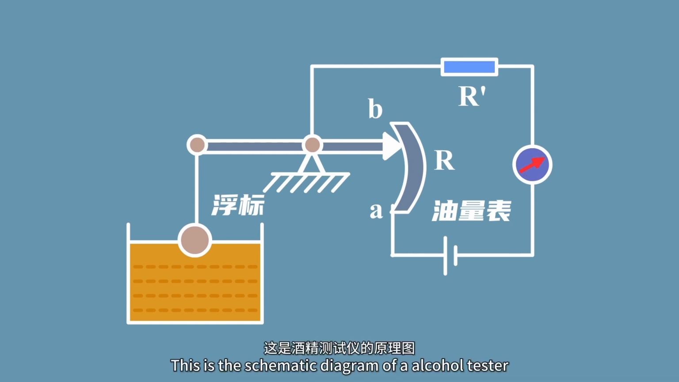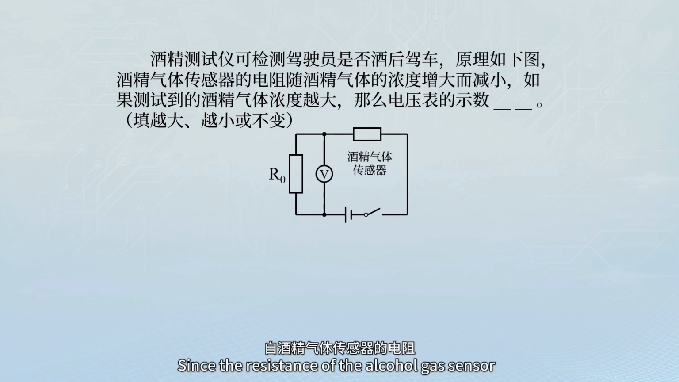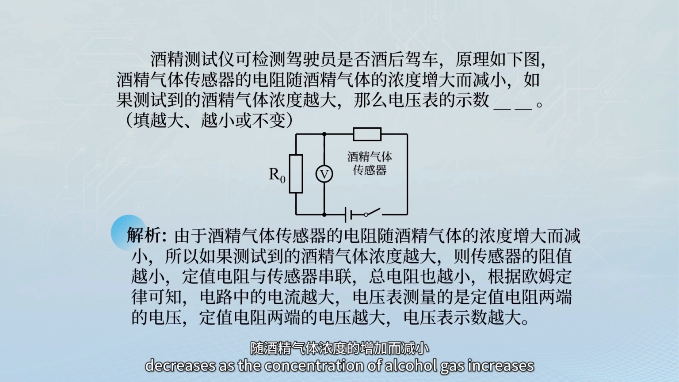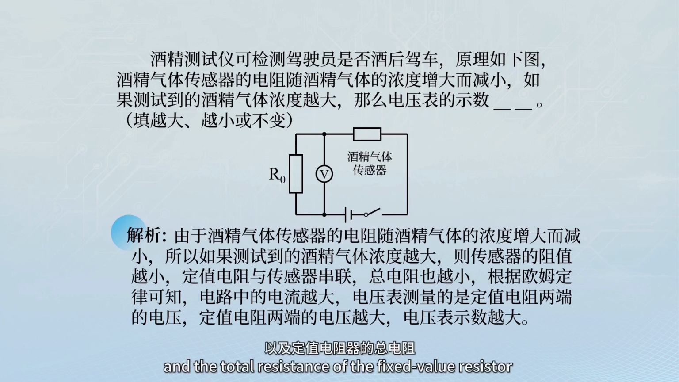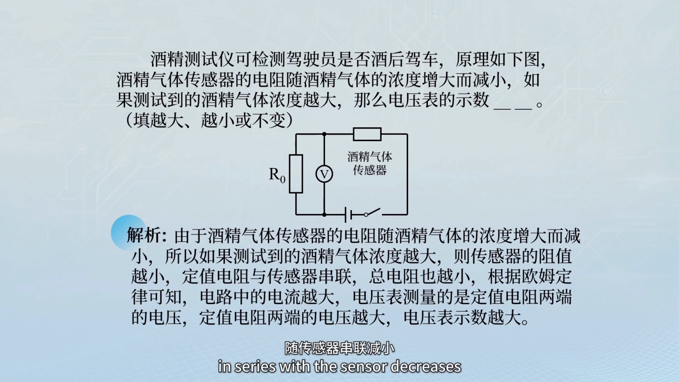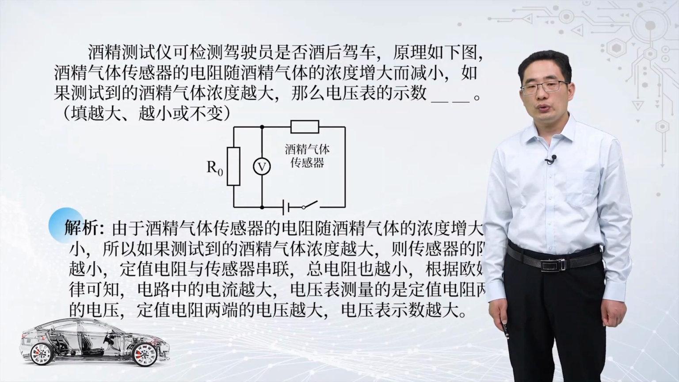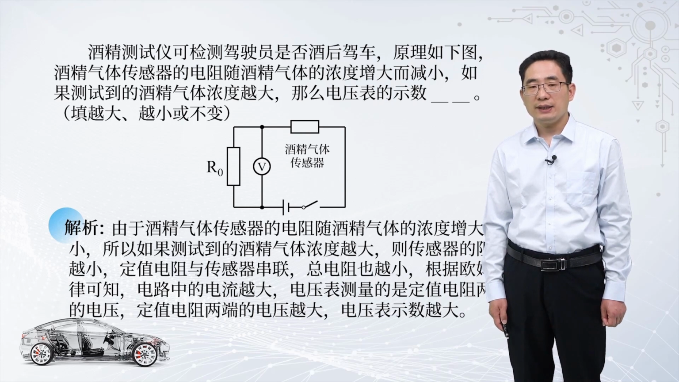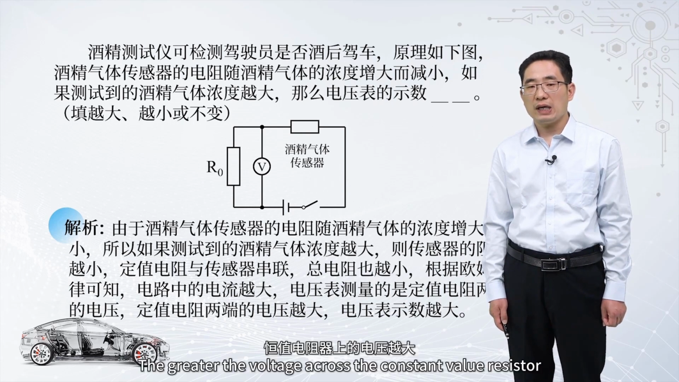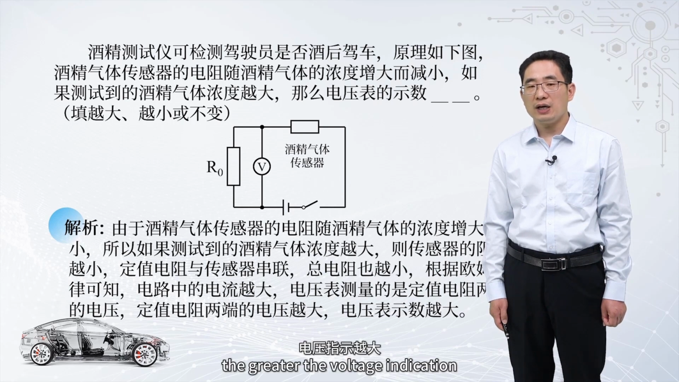This is the schematic diagram of an alcohol tester. Since the resistance of the alcohol gas sensor decreases as the concentration of alcohol gas increases, if the concentration of alcohol gas tested is greater, the resistance of the sensor decreases, and the total resistance of the fixed value resistor in series with the sensor decreases. According to Ohm's law, the current in the circuit is higher. The voltmeter measures the voltage across the fixed value resistor. The greater the voltage across the fixed value resistor, the greater the voltage indication.